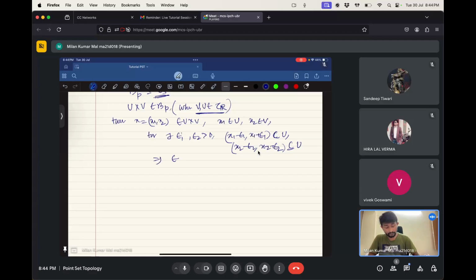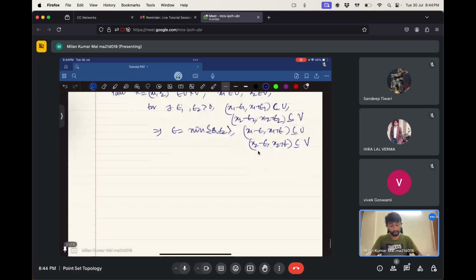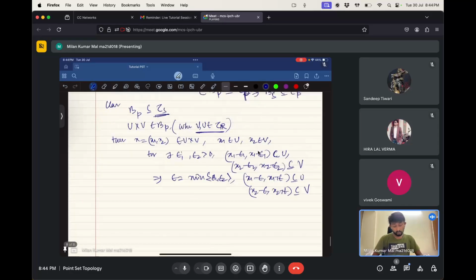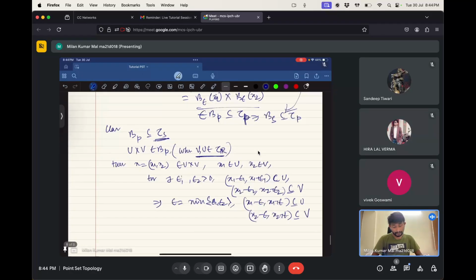That means there exists, if I take epsilon equals the minimum of epsilon 1 comma epsilon 2, that means x1 minus epsilon, x1 plus epsilon is contained in U, and this is V, that x2 minus epsilon comma x2 plus epsilon is also contained in V. These two.